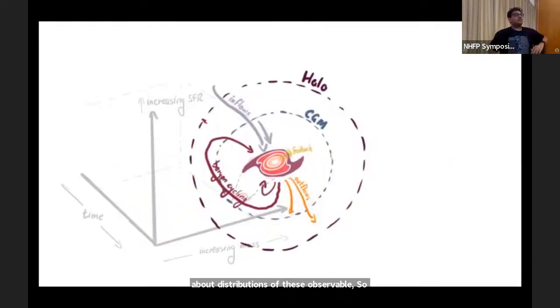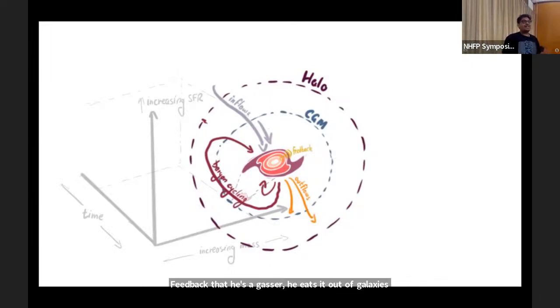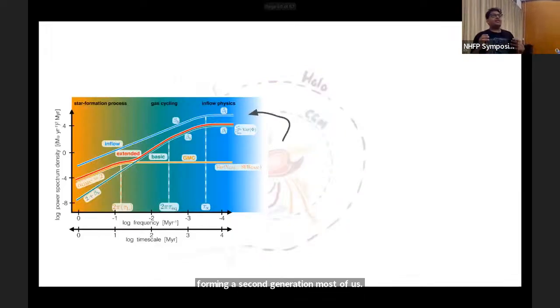So going back to ensembles, if you model a population of galaxies with simple models where you have things like inflows, outflows, feedback that heats up gas or heats it out of galaxies, and some of that gas then falls back in to start forming a second generation of stars, you can assign timescales to this, and you can use that to formulate a power spectrum.